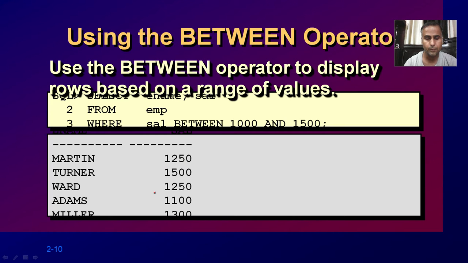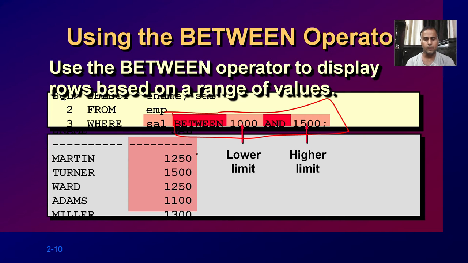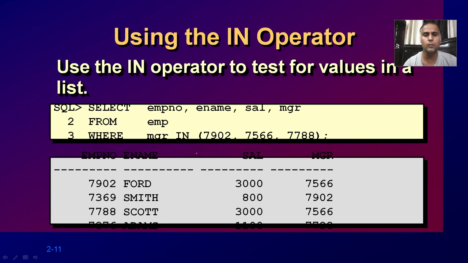Here is the example for BETWEEN AND: salary between 1000 and 1500 rupees. We will get the result. It will include the lower limit and high limit, and through this we can restrict the results based on the query.